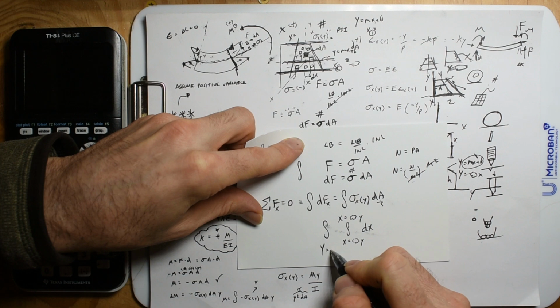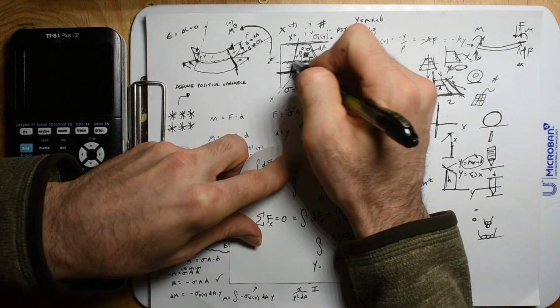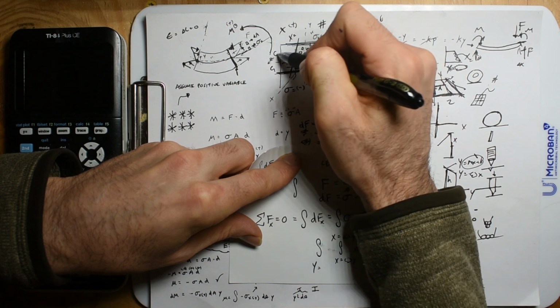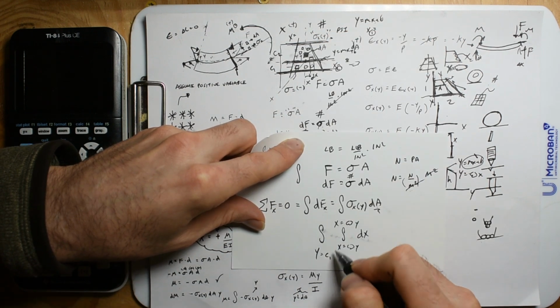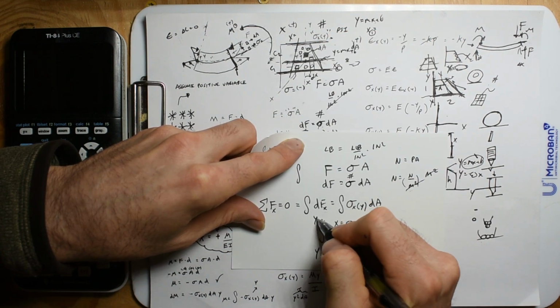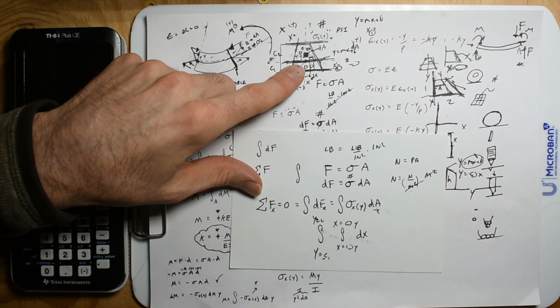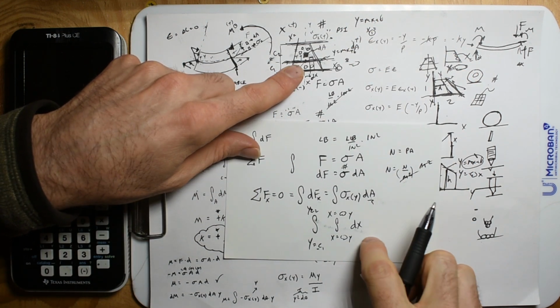You know what I mean? Our coordinate system's in the middle, so we call this C1 and this C2. So this is C1 to C2, and that C1 is a negative value, it's below the origin. Okay, but I think we're getting carried away.